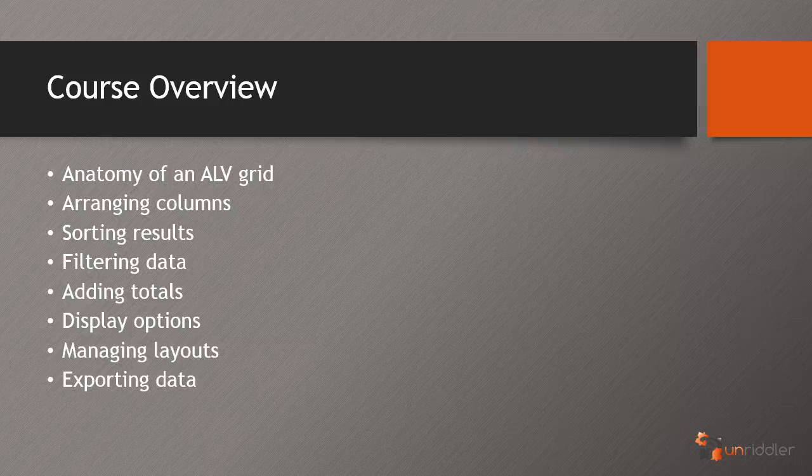Next, we'll talk about sorting. We'll have the option to sort on one or more fields, and we'll talk about that. We'll also talk about filtering the data. Many times we'll filter the data on the selection screen, but once we get that data set, we may want to further filter it on the ALV grid, and we'll talk about how you do that.